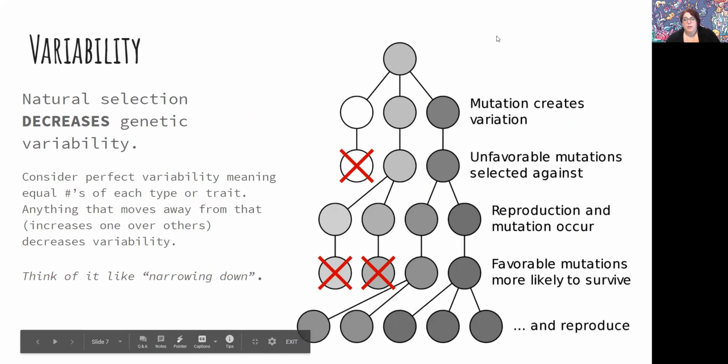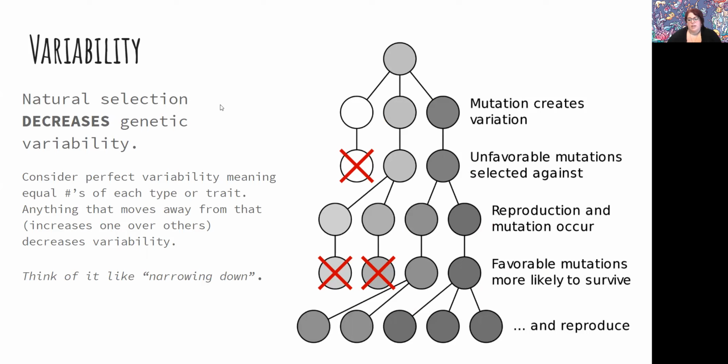We also talk about variability with all of our mechanisms, and natural selection decreases genetic variability. This is sometimes a little bit hard for people to wrap their heads around because we think of selection as deciding of traits, and that's what makes traits different in one area than another. But within a population, we would consider perfect variability to be equal numbers of every type. In our little circle population here, we have white, light gray, and dark gray. Perfect variability is one of each.